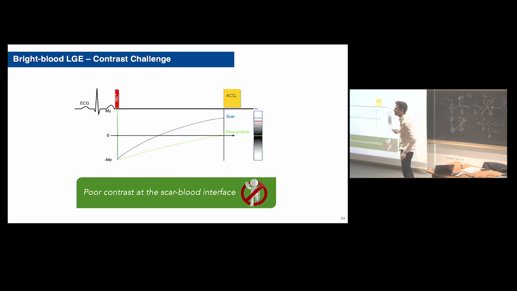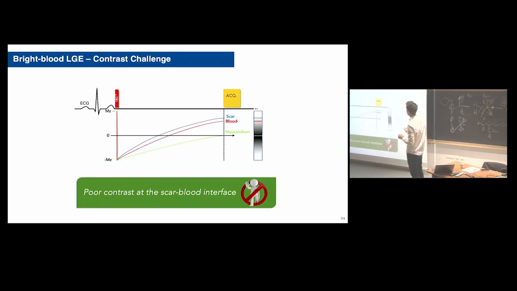So what's the problem? Let's go back to the Bloch equation. Remember, we were simulating the healthy myocardium, 0 at the inversion time, positive for the scar at this time point. What about the blood now? If we do the Bloch simulation and look at the signature of the blood, we realize that the blood has a positive signal that is very close to the scar. So here is the issue.